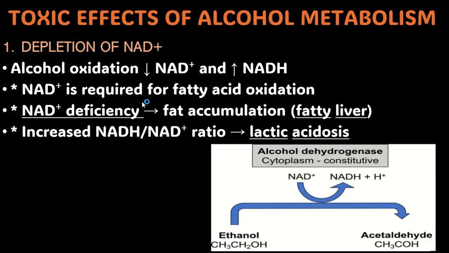And also, NADH is increased and NAD plus is decreased, so the NADH to NAD plus ratio will be increased. Due to the more NADH, what happens is that after glycolysis, pyruvate is formed, right? The pyruvate can enter into the TCA cycle, or it can form lactic acid by the enzyme lactate dehydrogenase, by using this NADH. So due to more NADH, there will be increased production of lactic acid. So this can lead to lactic acidosis.